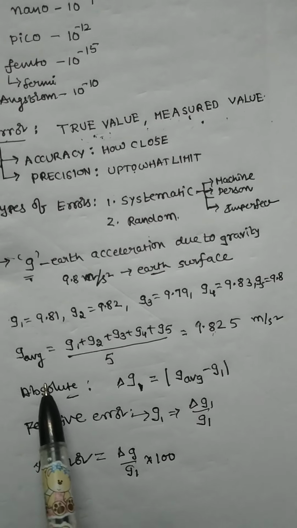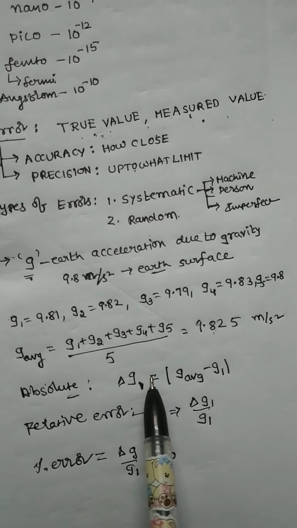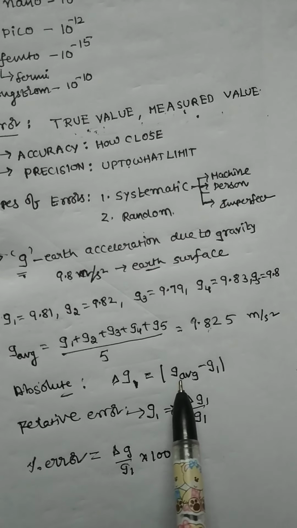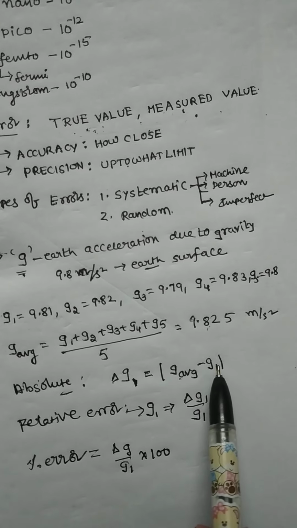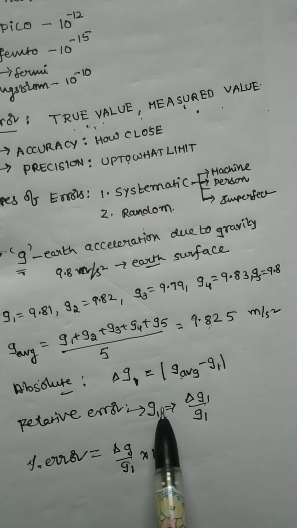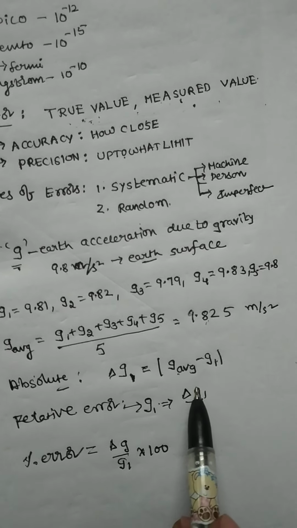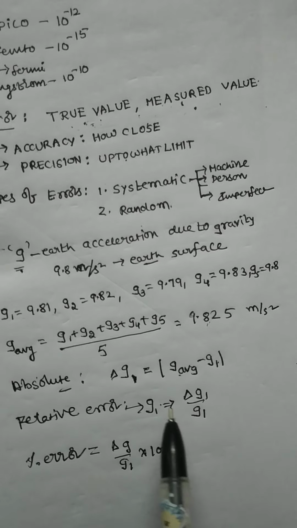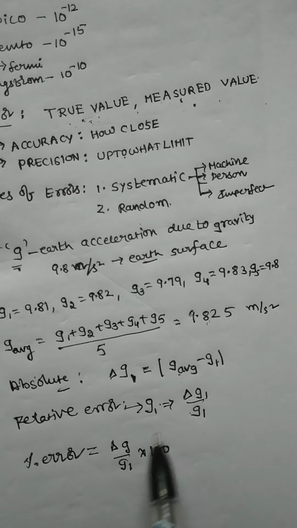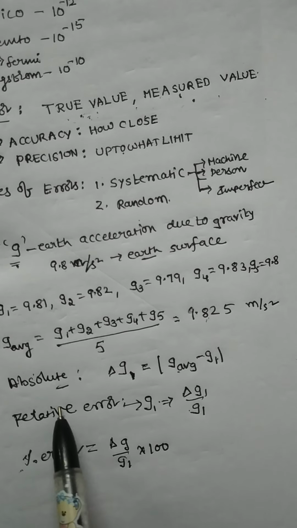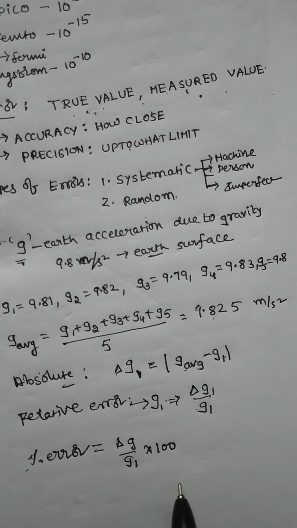Absolute error is the difference between the average value and its actual value. Relative error is the ratio of absolute error in that physical quantity to the initial one. Percentage error is the relative error multiplied with 100.